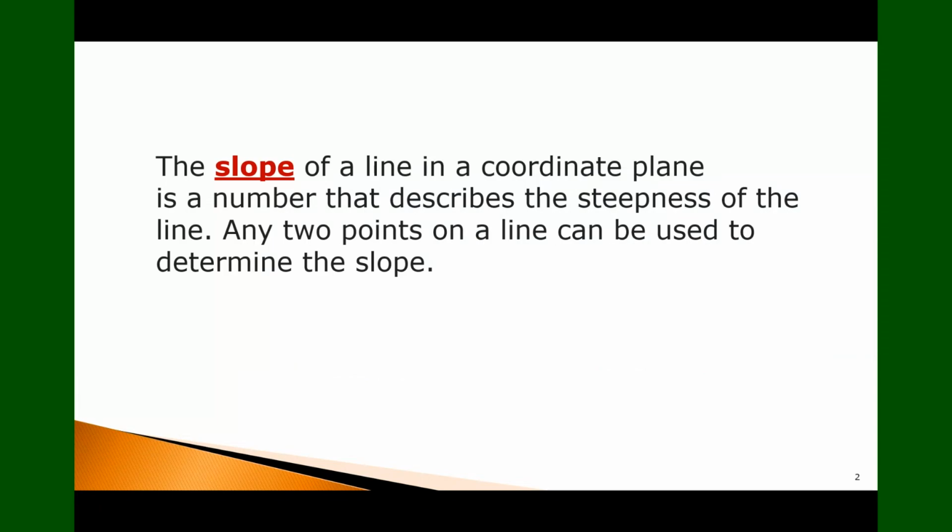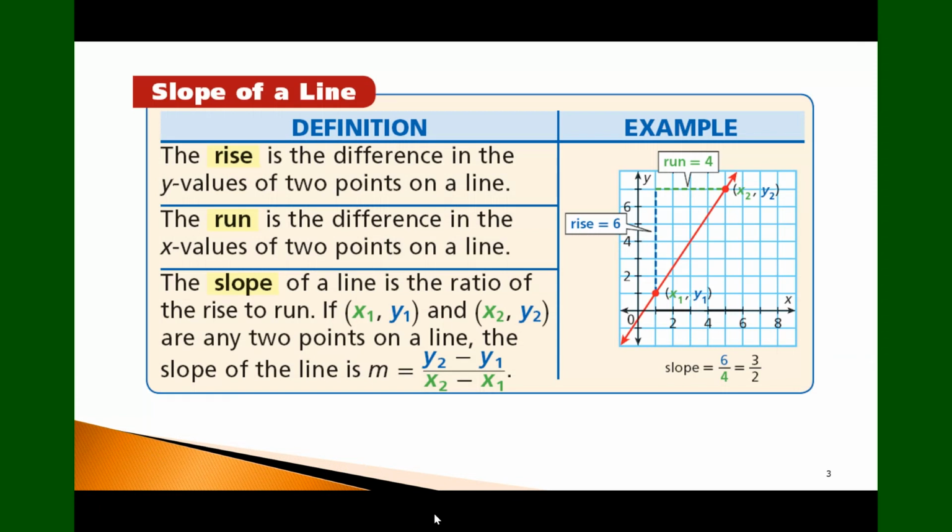So first of all, just a quick refresher. The slope of a line when you're on a coordinate plane describes how steep the line is. So any 2 points can be used to make a slope. Okay. So if I give you a graph, you can just do the rise over run. If you start down here at this bottom point, see the dot on the left, and you go up 6, that's the rise. Go over 4, that's the run.